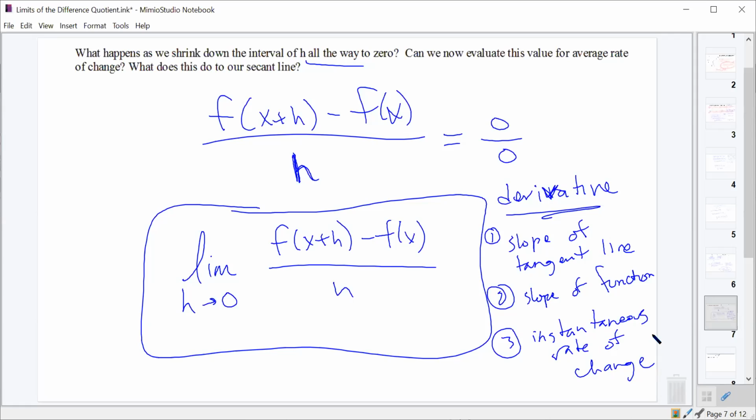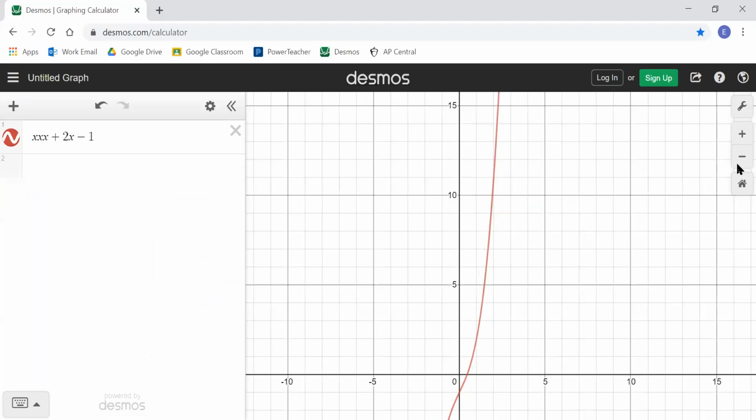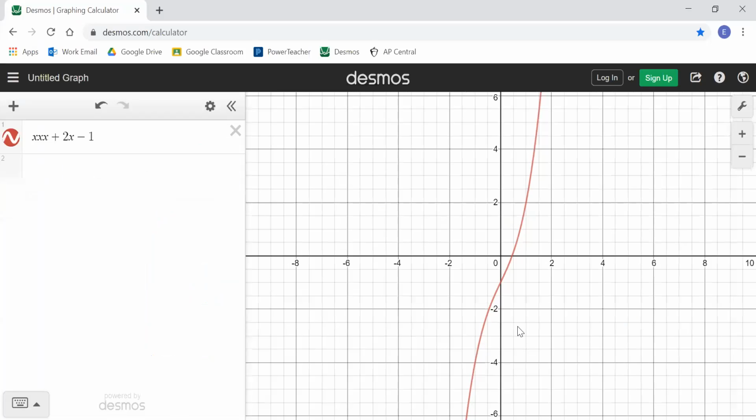And the question sort of becomes, why does this work, right? We've been doing it with a secant line. Well, what we're effectively doing is making the interval for our secant line, this line that goes through 2 points, very, very small. So I want to take a look, back at this x cubed plus 2x minus 1 function.